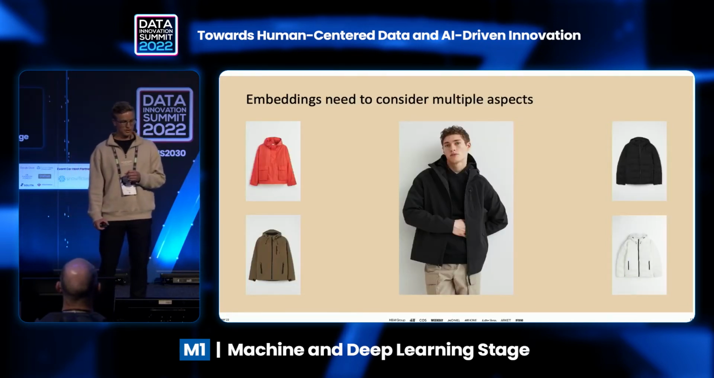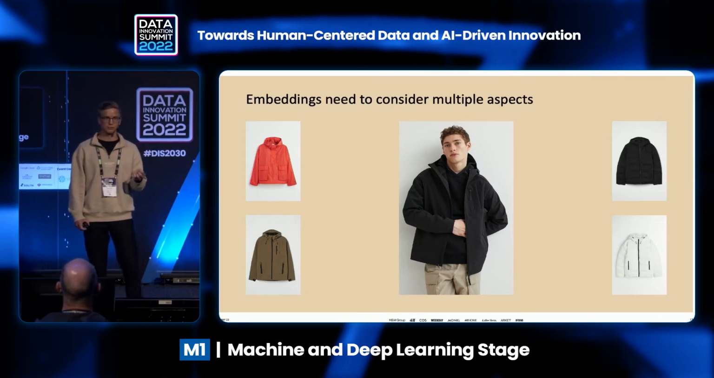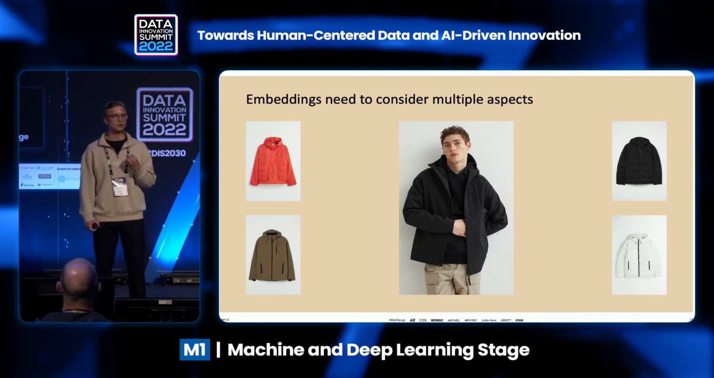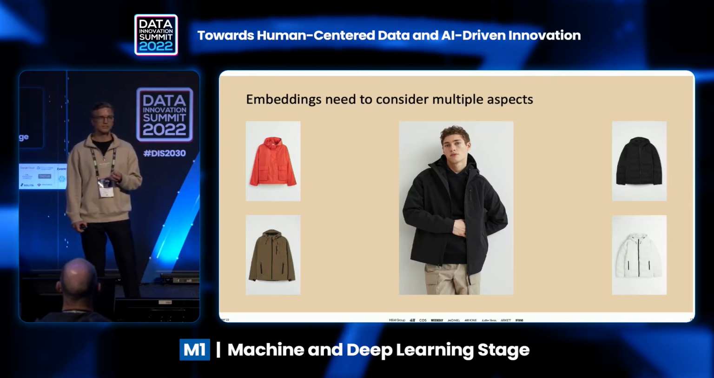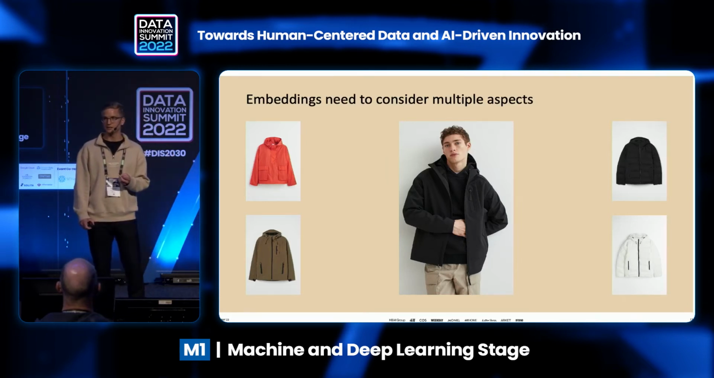Another aspect of this is that we want to capture, for example, in this jacket, that they maybe do not look very similar visually, but what they all have in common is that they're resistant to rain. So that is of importance when it comes to recommendations of this jacket: the similarity in the material.